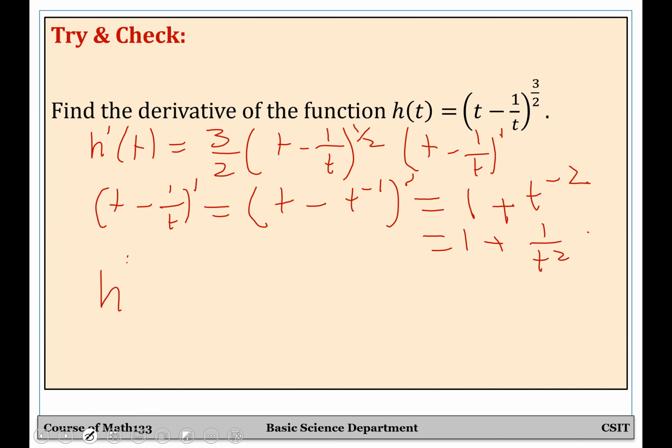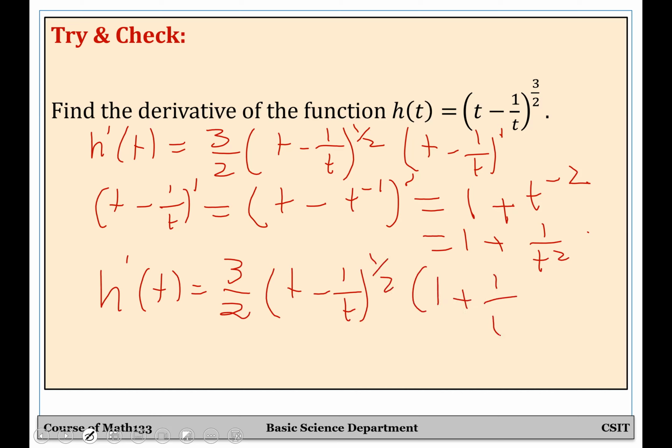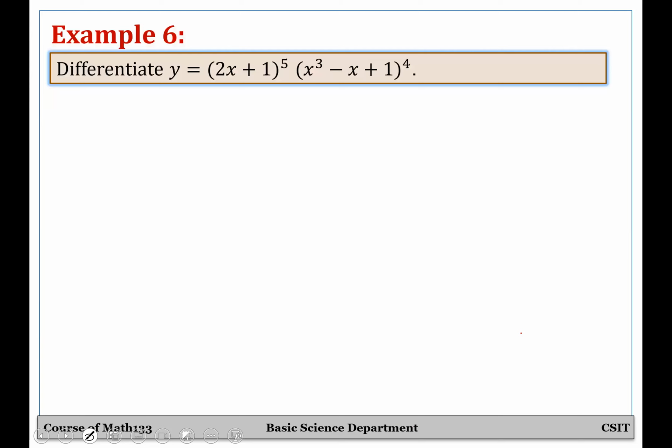Plug this in the result. So h prime of t is equal to 3 over 2 t minus 1 over t half over half times 1 plus 1 over t squared. And that's the result. Okay. Now I will use also the power rule in the chain rule for this product of function. So it's like we apply first the product and then the power rule in the chain.